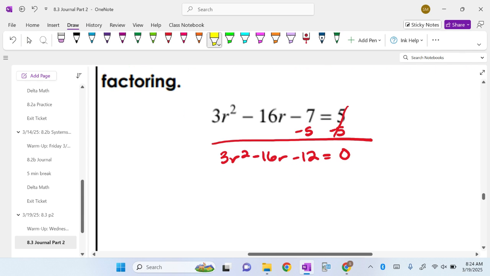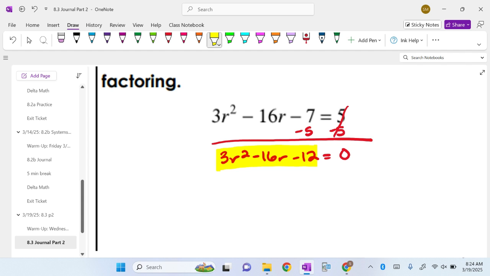Now, I need to factor this trinomial. Are there any GCFs, first off, that we can tell? You sure? So we know 3 and 12 are like terms. But does 16 have anything in common with 3 specifically? No. 3 cannot go into 16. And since 3 is a prime number, it only goes into 1 and 3, we don't have a GCF.